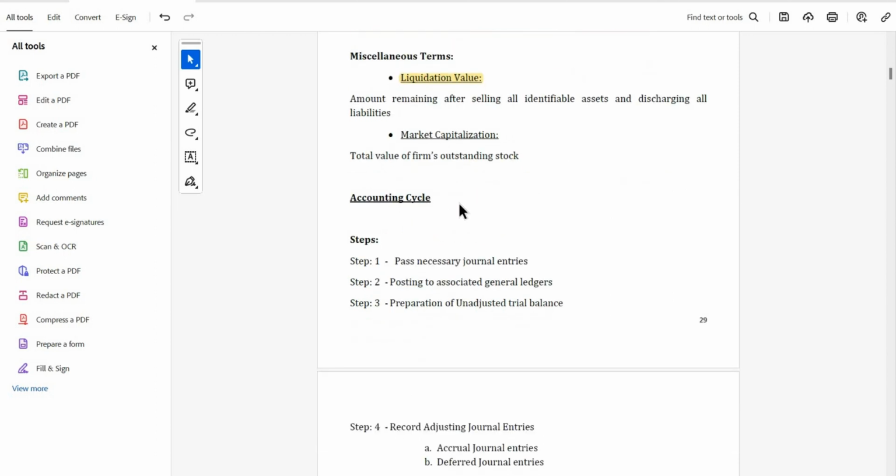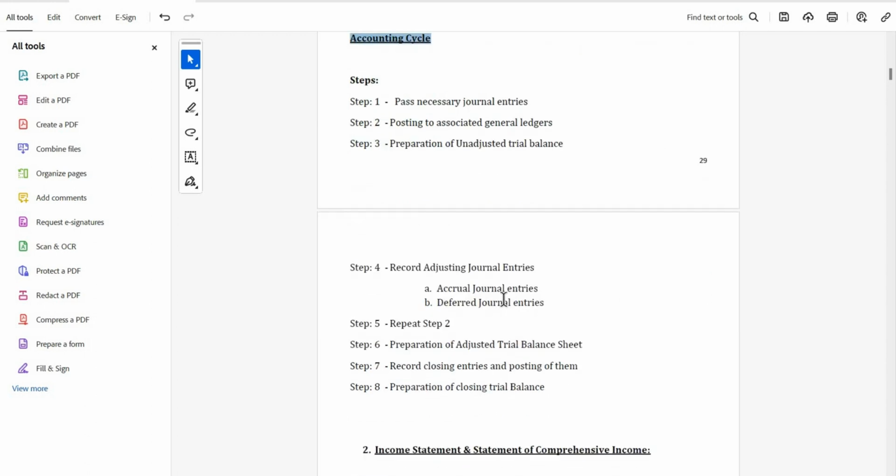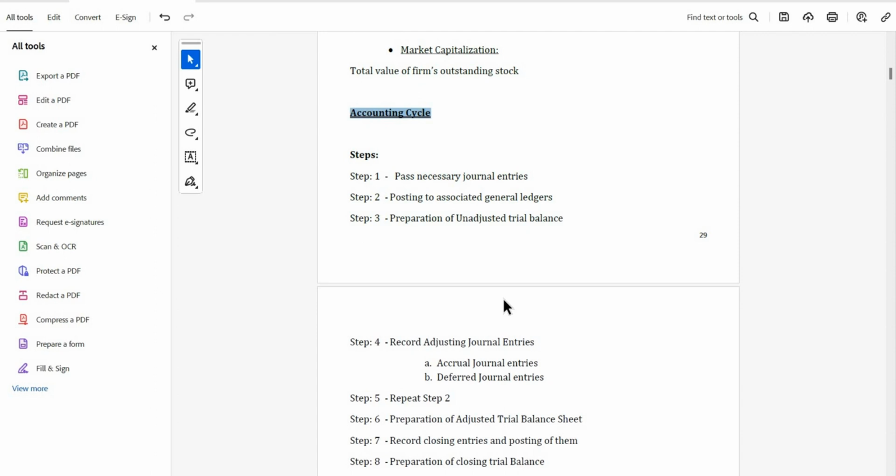What is the accounting cycle? Step 1, pass necessary journal entries. The accounting cycle means from transactions to preparation of reports. This is the accounting cycle. How does accounting start? Accounting starts from a transaction. The transactions can be either buying or selling. So if a person buys a thing, then it's known as a transaction.